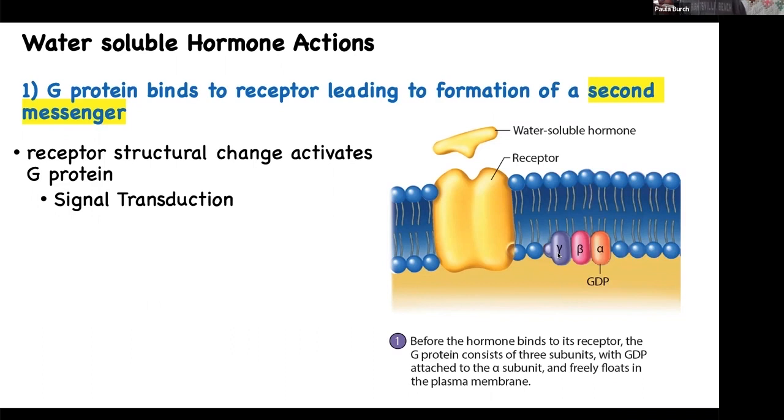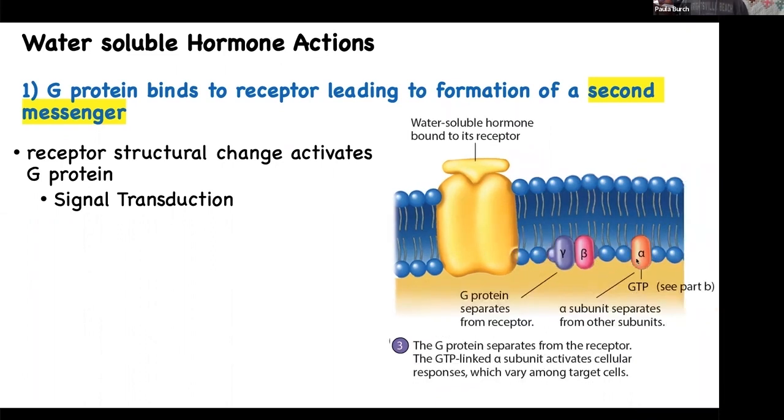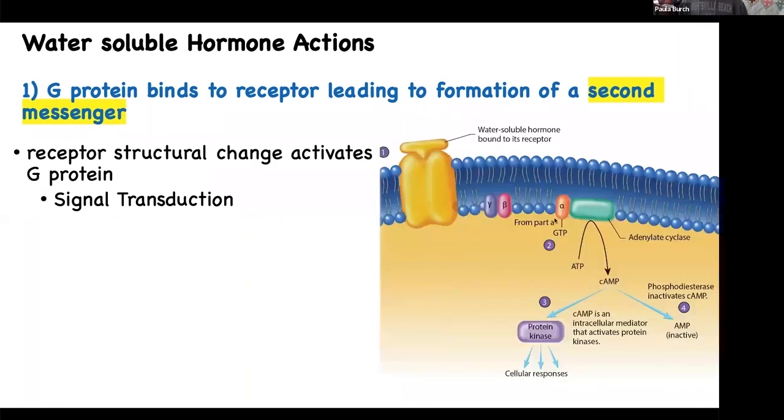The structural change that occurs in the receptor is used to relay a message to the interior. This is signal transduction. When the G protein binds to the receptor, the GDP is replaced by guanosine triphosphate. This leads to the separation of the alpha subunit from the other two subunits. The alpha subunit will bind to an inactive form of an enzyme called adenylate cyclase. Notice all of this is happening along the plasma membrane.